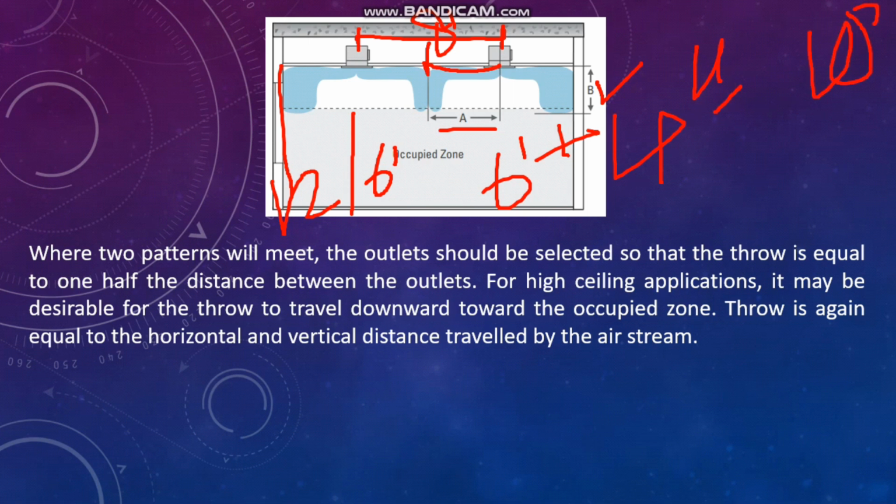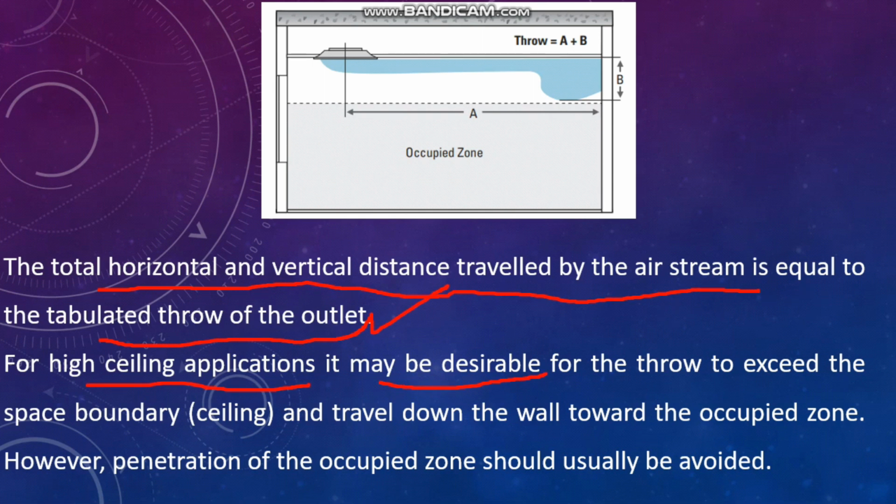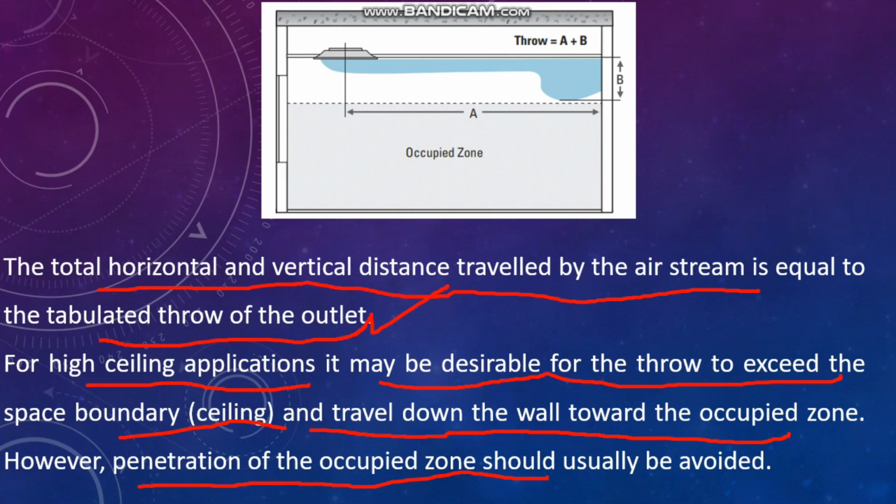Okay, so we have to select the diffuser. So the throw distance must be minimum 10 feet. So here the total horizontal and vertical distance traveled by the air stream is equal to the tabulated throw of the outlet. That means the performance data sheet outlet throw value. For high ceiling application, it may be desirable for the throw to exceed the space boundary, I mean the ceiling, and travel down the wall towards the occupied zone. However, penetration of the occupied zone is normally something we avoid.